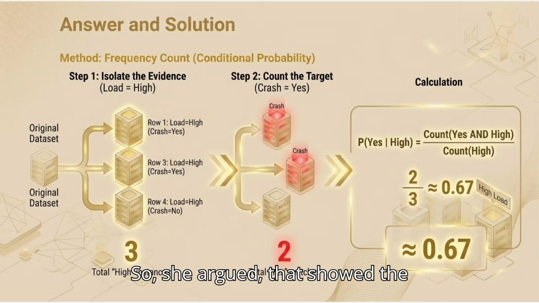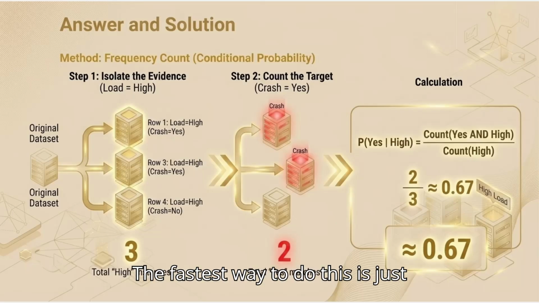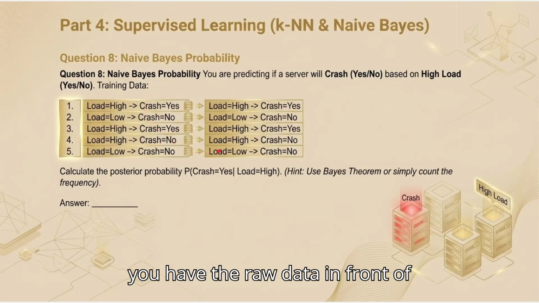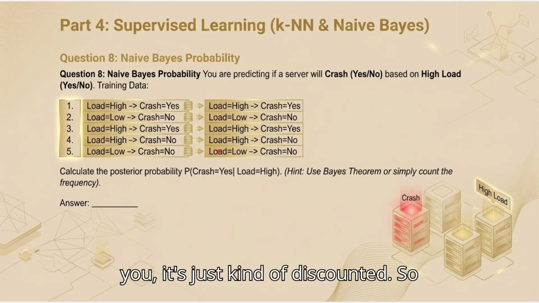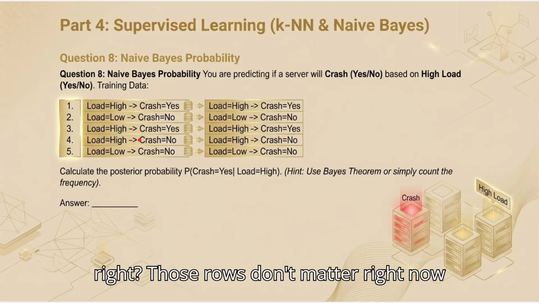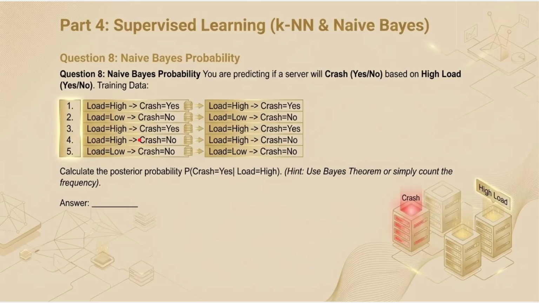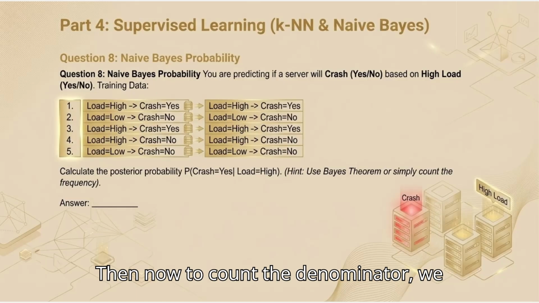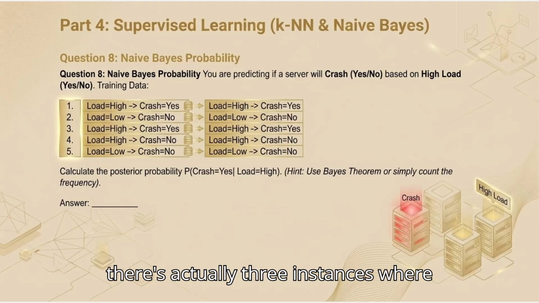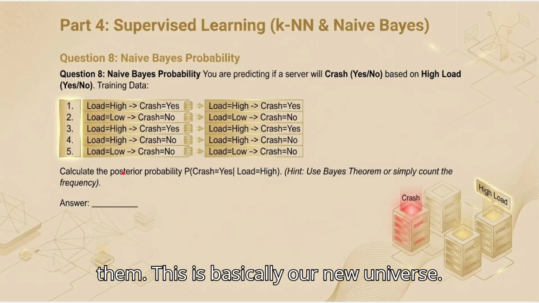So here I'll show the answer. The fastest way to do this, if you have the raw data in front of you, is to just count it. So first, ignore every row where load is low, right? Those rows don't matter right now because we know the load is high. Then to count the denominator, we look at our data set and see that there are 3 instances where the load is high, right?